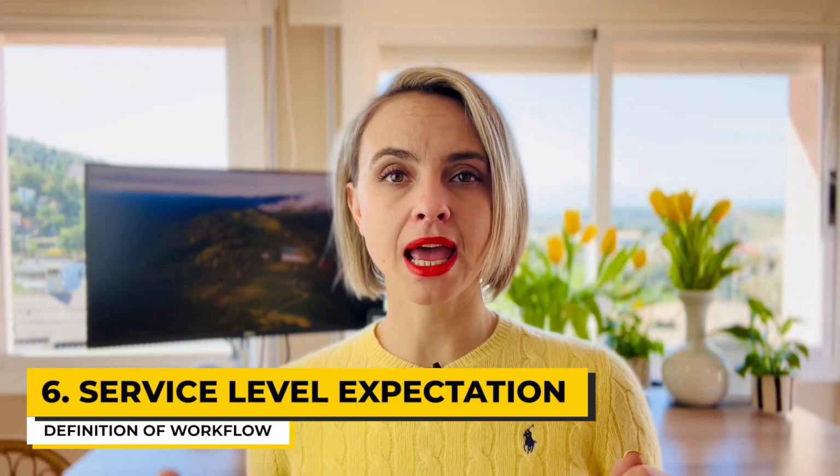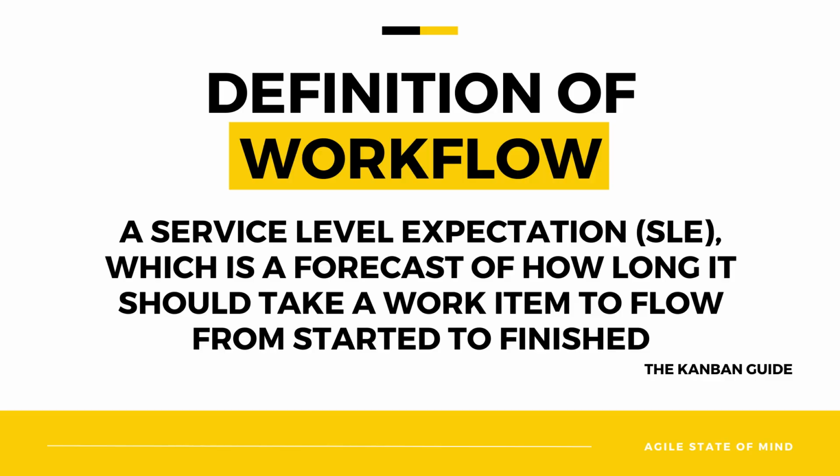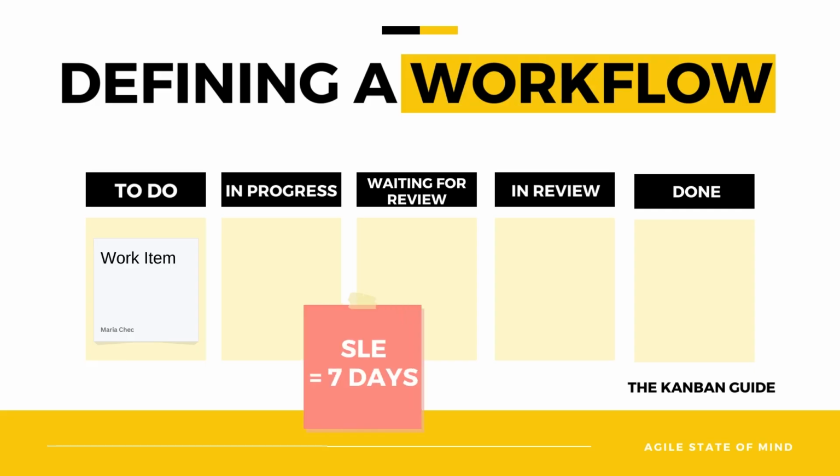And last but not least, number 6, a service level expectation. It is a forecast of how long it should take for an item to flow from start to finish. This is something that with time, we will get metrics on it and we will understand what is our percentile, like 85% of the time our work items take up to 7 days. That would be cool, right? We also use empiricism here. Like in Scrum, we learn from experience and are able to forecast for the future.